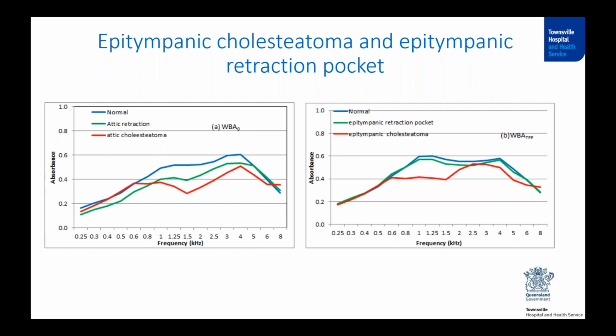And the very, very preliminary results show that yes, wideband absorbance has a promise in identifying the retraction pocket and differentiating it from cholesteatoma. With a retraction pocket, there's a negative pressure in the pocket, and when you pressurize it, it comes back to normal at TPP. Whereas in cholesteatoma, there's a mass sitting in there, and that's why it doesn't come back to normal levels at TPP. So that's a good indication of whether it's a retraction pocket or cholesteatoma. And as I said again, it's very early results.